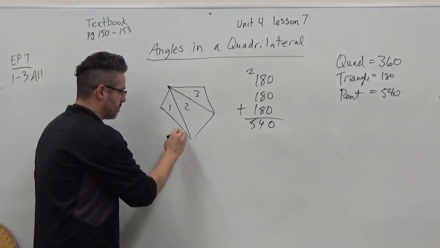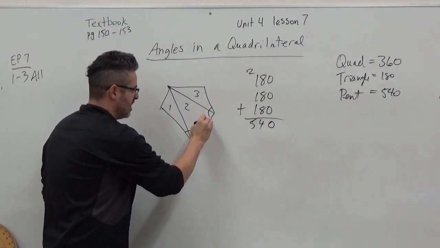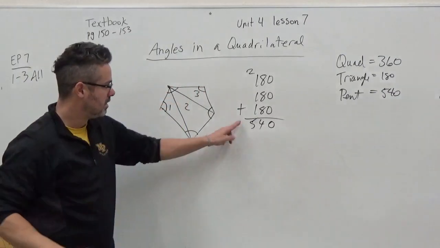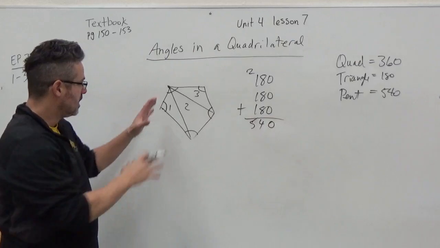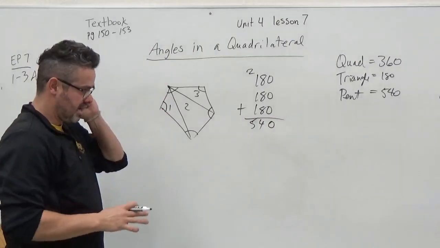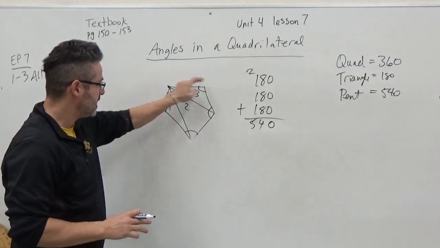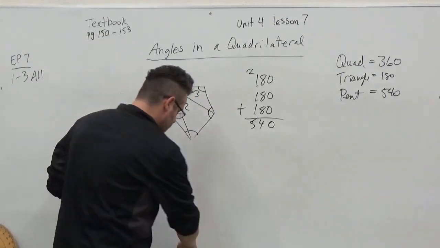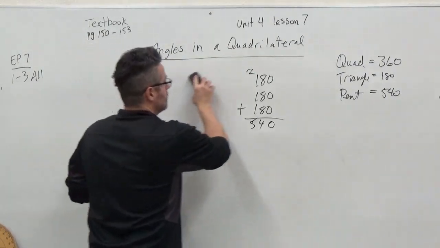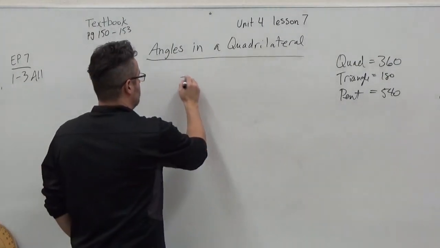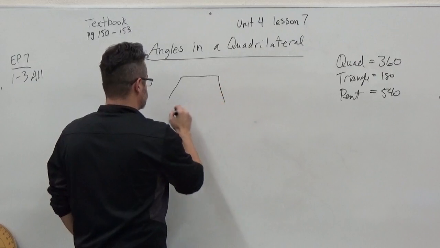540. If I took a protractor and I measured this, and this, and this, and this, and this, I'm going to get 540 degrees. Even if it's not a nice, good looking shape where all the sides are the same length, equilateral. Okay? What about a hexagon? A hexagon is a 6-sided shape.